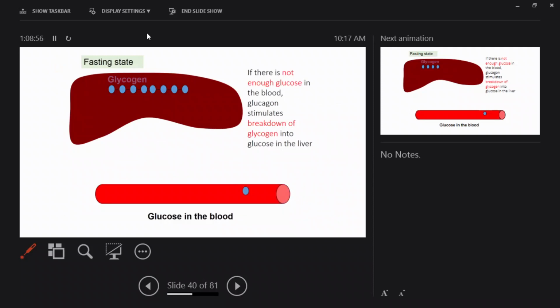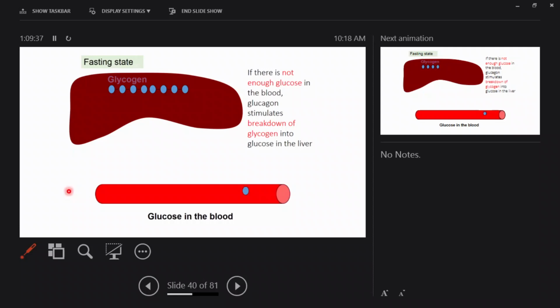Okay, now we move on to the fasting state. At the moment, we are in the fasting state for most of us, right? If you see here, glucose in our blood is very low. Now it's about 5 p.m. It's even lower, right? So if there's not enough glucose in the blood, glucagon stimulates breakdown of glycogen into glucose in the liver. So what our body needs to do now is hydrolyze this glycogen into glucose, because the glucose in our blood is very low.